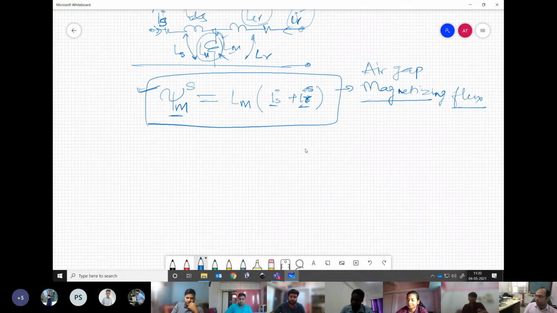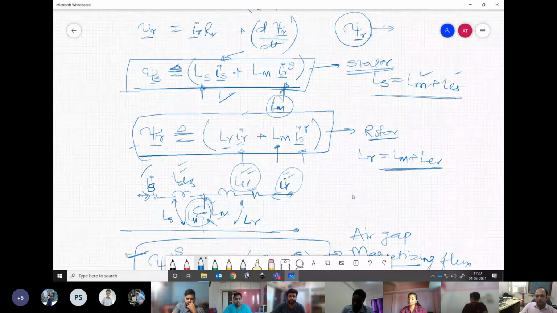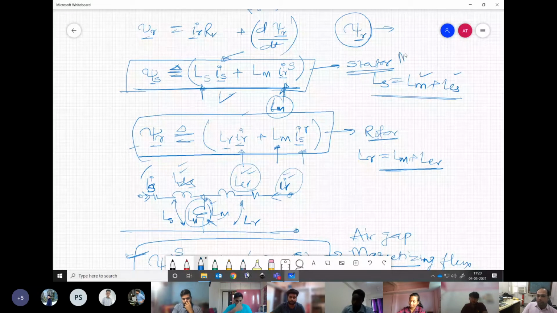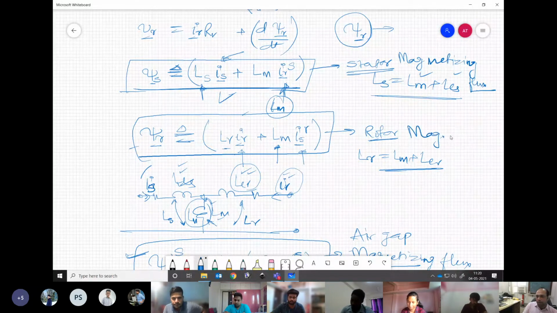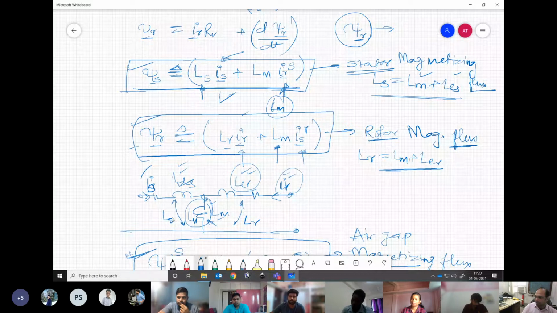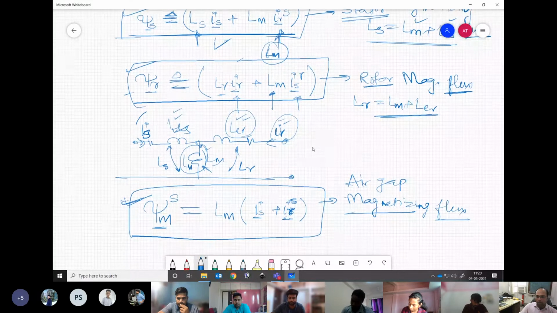Any confusion here? No, sir. So when we say stator magnetizing flux, this is this. When we say rotor magnetizing flux, this is this, psi r. All the three terms, are we clear? Yes, sir. So this is the difference.